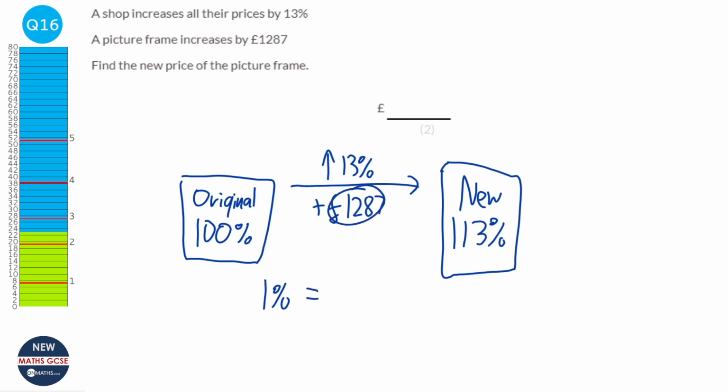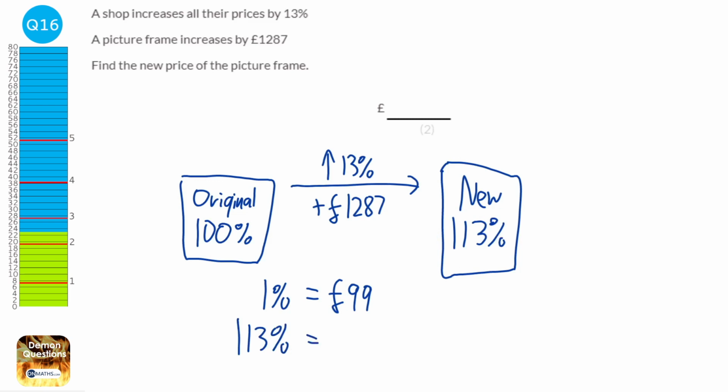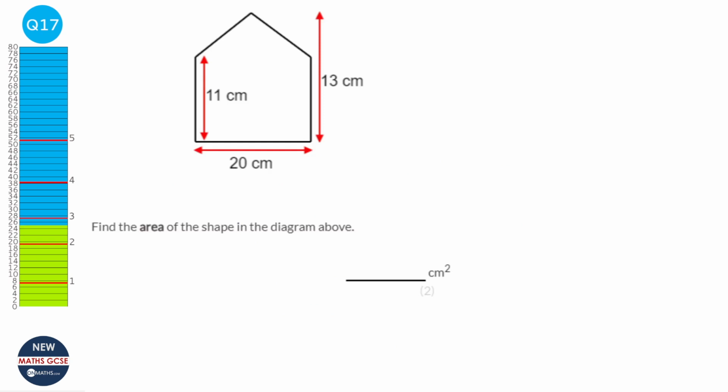And we're going to do that by dividing the amount by 13, and we get 99. So 1% of the original represents £99. But the new amount is 113%. So we need to times the £99 by 113, which gives us £11,187. So the picture is now worth £11,187.